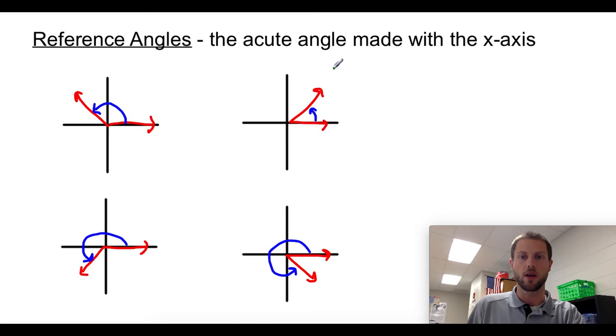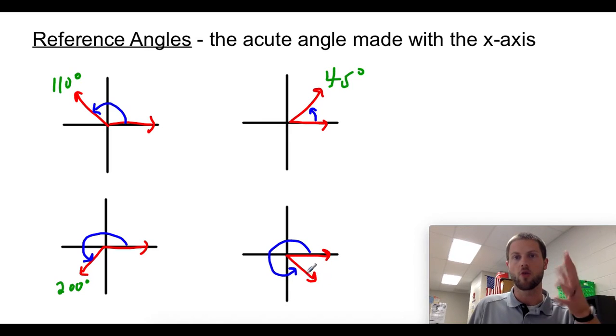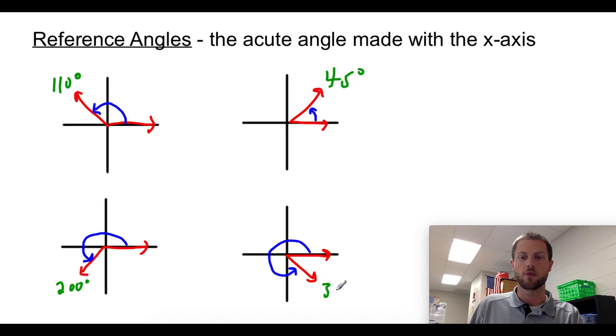And actually, I might come up with some random degree measures. Let's call this 45 degrees. Let's call this 110 degrees. Let's call this 200 degrees. Obviously, this isn't quite to scale, but it's a rough estimate. And let's call this 315 degrees.